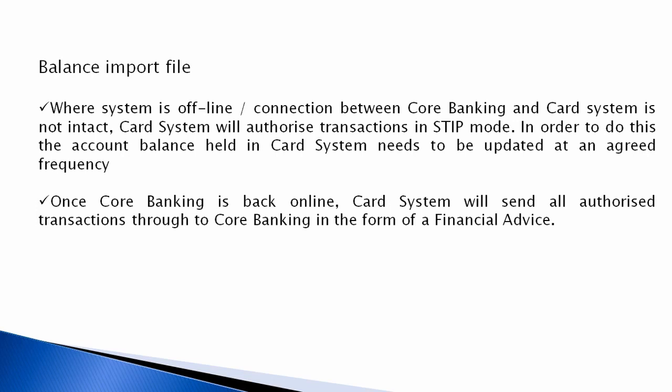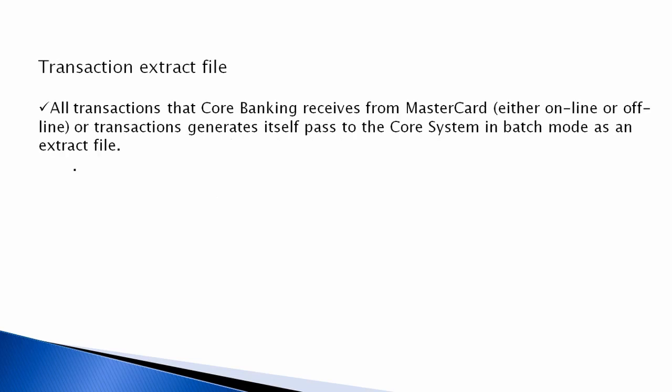Once core banking is back online, the card system will send all the authorized transactions to core banking in the form of financial advice. So payment was already made without connecting to core banking, but once the system is online, all these transactions will be sent to core banking for authentication. Transaction extraction file. All the transactions that core banking receives from MasterCard or any other service provider are passed to the core banking system in batch mode or as an extract file.